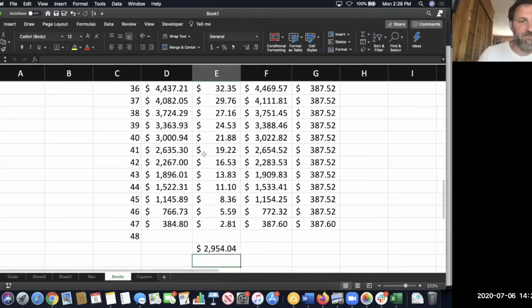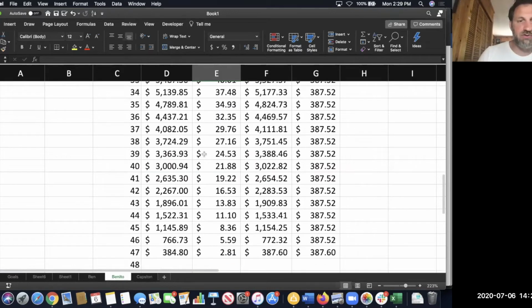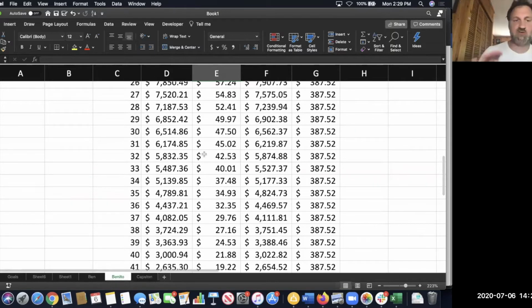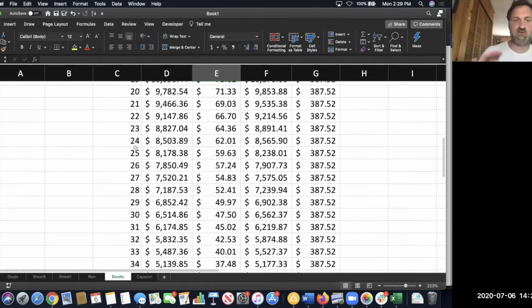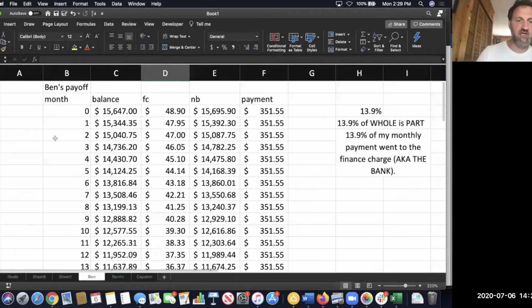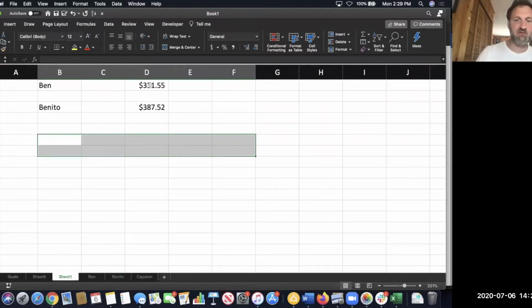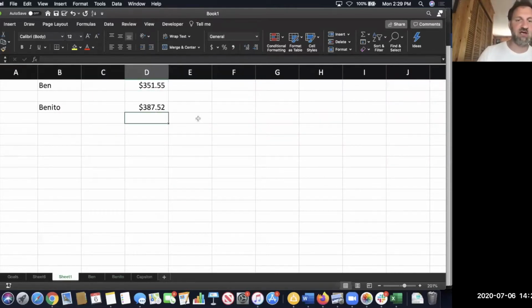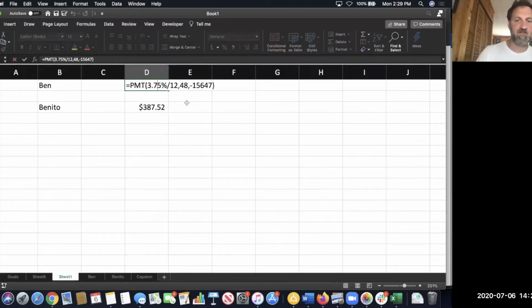Now, I want to talk about PMT and PV. That was just harking back to where we came from. Now I want to look at these two formulas. So these numbers that I came up with, the 351.55 and the 387, they came from the PMT formula. Okay, and the PMT formula is on your formula sheet, number one.